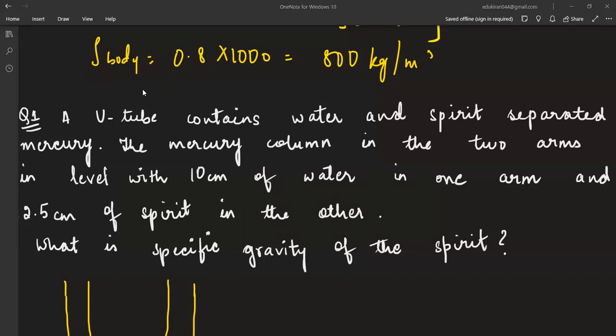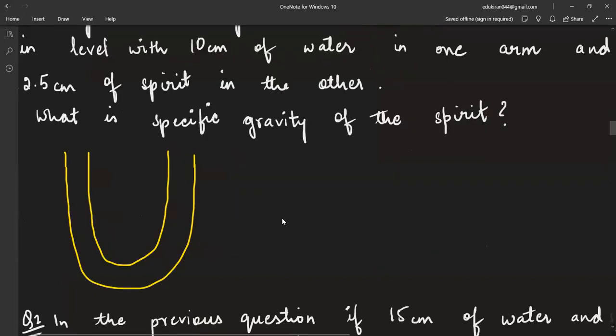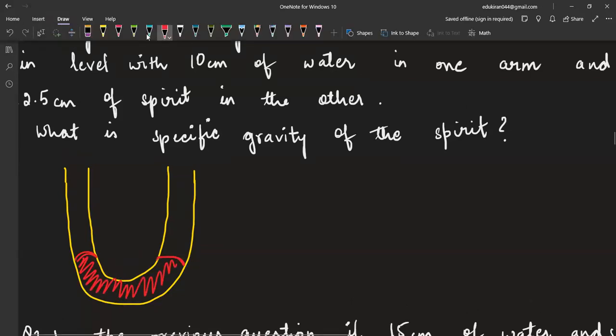See, this question says a U-tube contains water and spirit separated by mercury. So let's say this is the level of mercury. So here mercury is present. On one edge, there is presence of water. On the other edge, spirit is present.